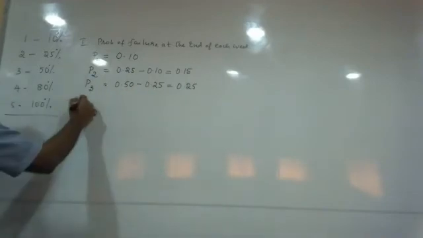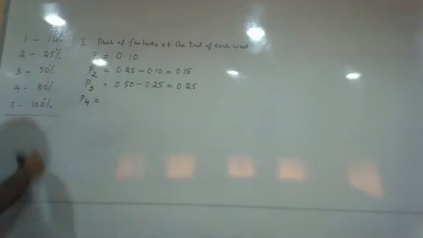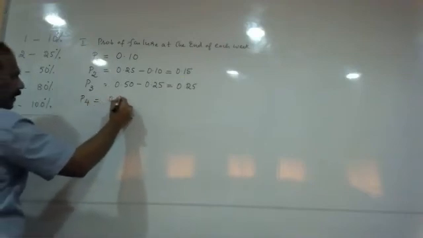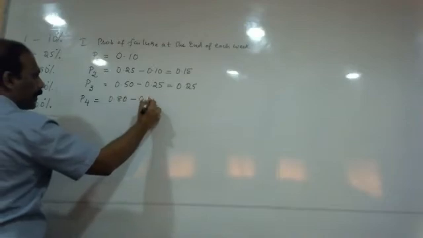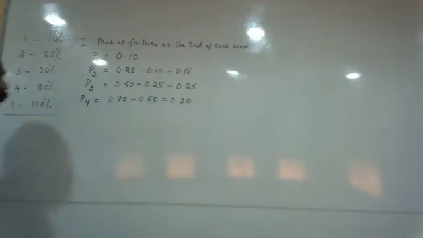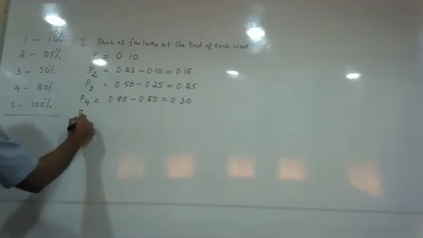Now I'll calculate the value of P4. So P4 calculate ಮಾಡಬೇಕು. So what is P4 value? 80% ಇದೆ. So 0.80 minus 0.50 which comes to 0.30. So 30% fail in fourth week and finally the last week, fifth week.